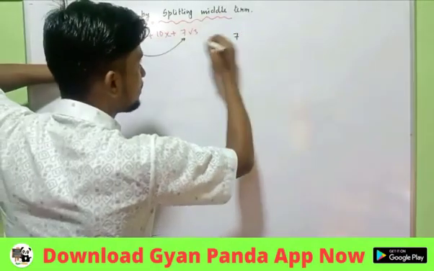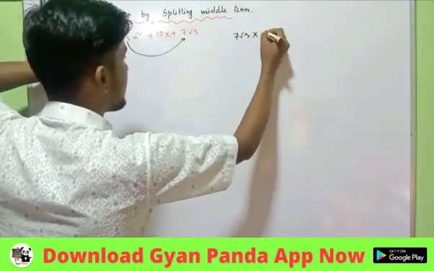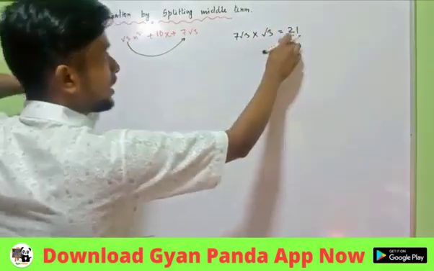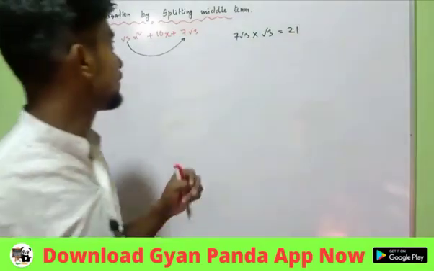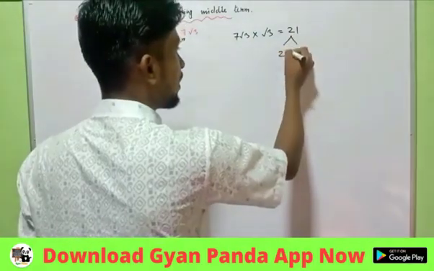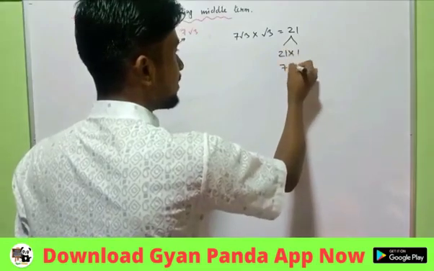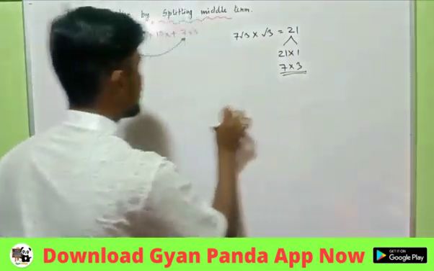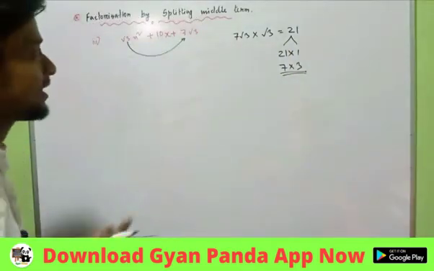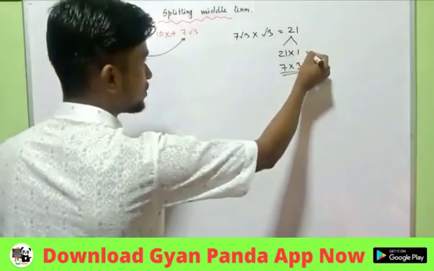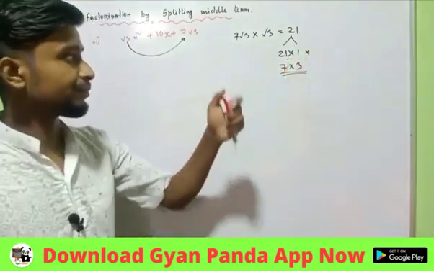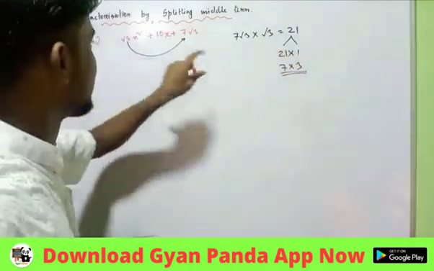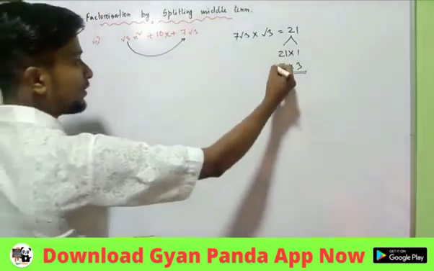That will be 7 root 3 multiplied by root 3, which equals 7 into 3, that is 21. Now we need to find all the factors of 21. That will be 21 into 1 and 7 into 3. So which pair do we have to choose? Obviously we have to choose this pair, as we need to get 10 in the middle. We cannot choose the pair 1 and 21, because without doing any operation with 1 and 21, we cannot get 10 here. We have to go for this pair.